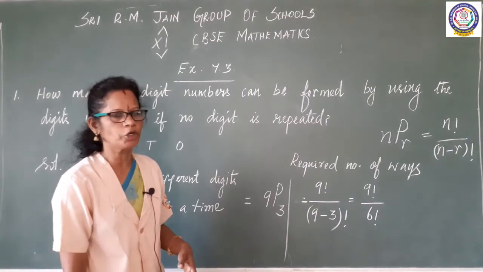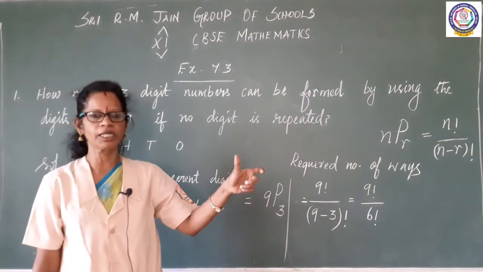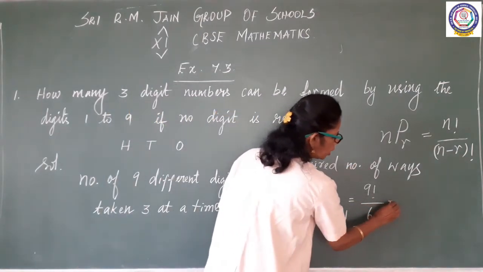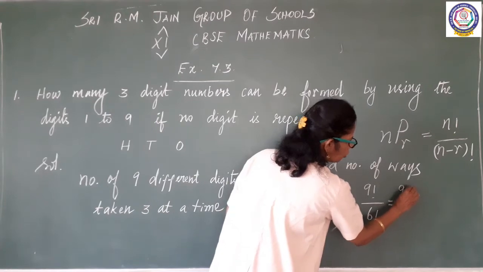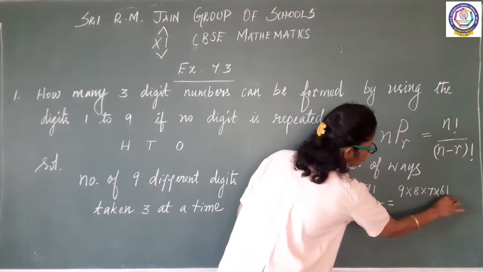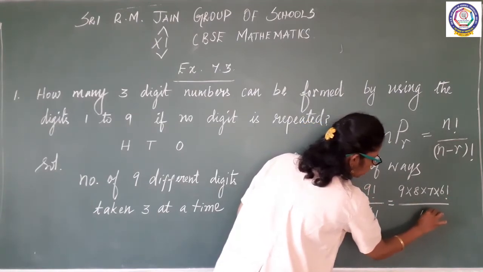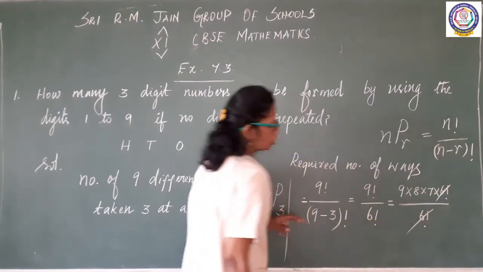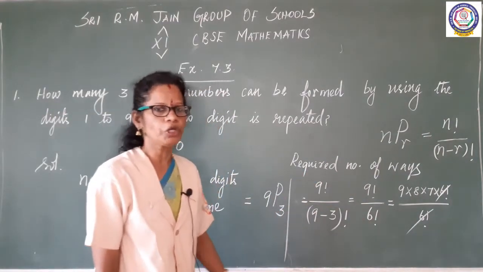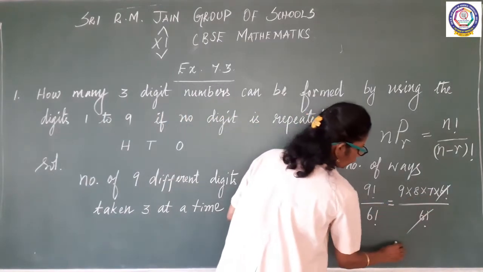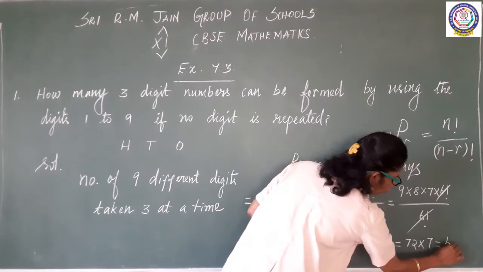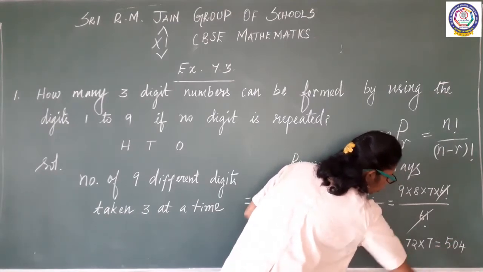Then, based on the denominator, you are going to expand your numerator. How to expand the numerator? I told you the factorial is nothing but the product of natural numbers, so you have to write it in reverse order. 9 into 8 into 7 into 6 factorial divided by 6 factorial. Based on the denominator you have to expand your numerator. Now 9 8s are 72, and 72 into 7 equals 504, right?